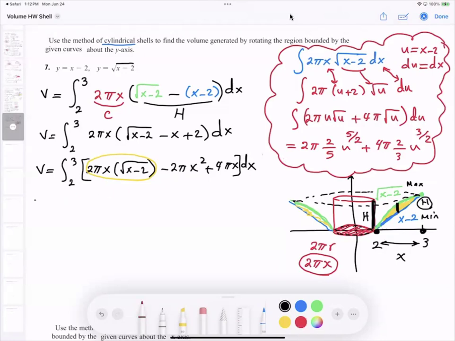So the volume is equal to, wherever I have u, I can switch it back to x minus 2 because u is x minus 2. So I have 4 pi divided by 5, and my u is x minus 2 to the power 5 over 2, plus 8 pi divided by 3, and the u, which is x minus 2, to the power 3 halves. Again, this is this one here.